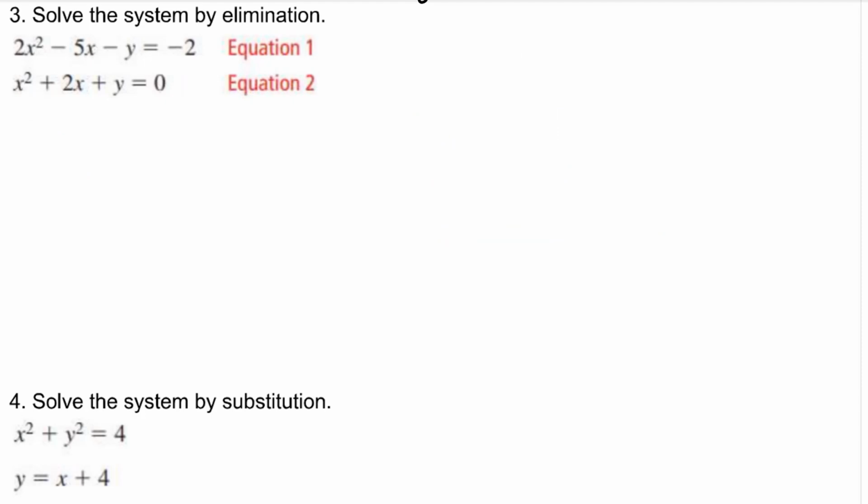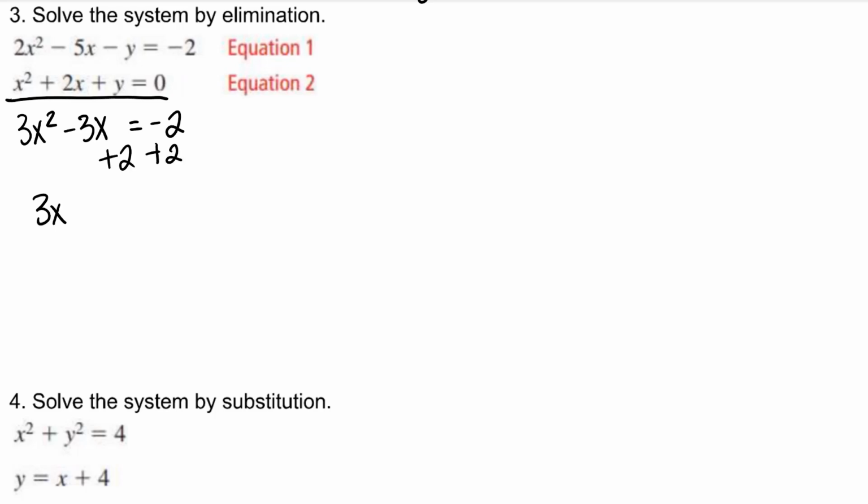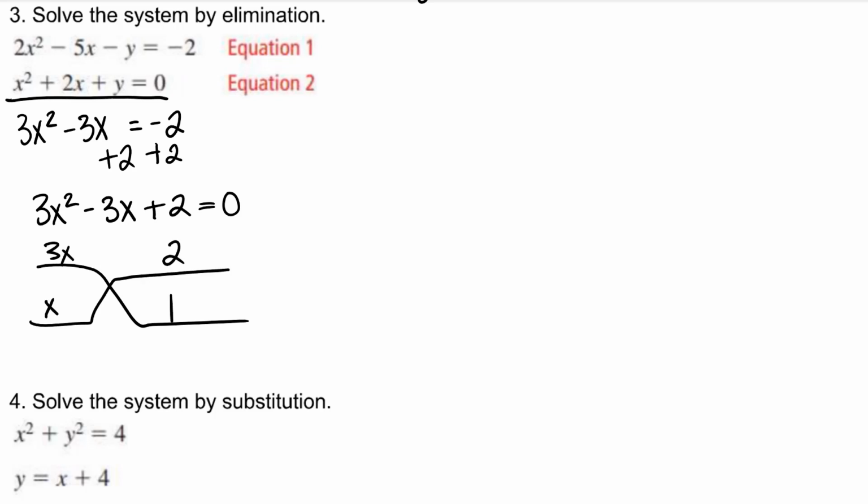For number 3, we're going to solve the system by elimination. Immediately, I notice the coefficients of y are +1 and -1, so I can immediately start adding. Now let's solve this quadratic equation. First, we're going to make it equal to 0 and see if we can factor it. There's no way to factor it.